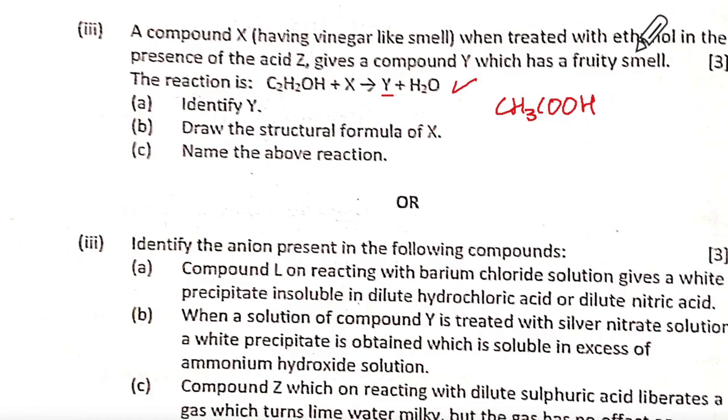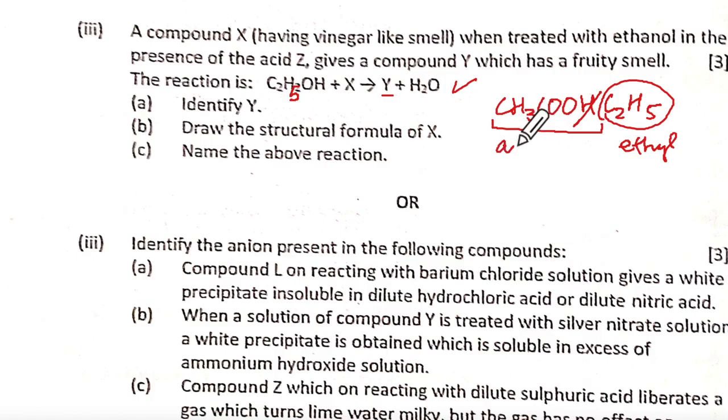How can they? C2H5. Ethanol is not this. It should be correct, no? C2H5. They made a mistake, right? So yes, this is going to get replaced by C2H5. What is this called? This is ethyl, not ethanol. Ethyl. What is this? Acetate.